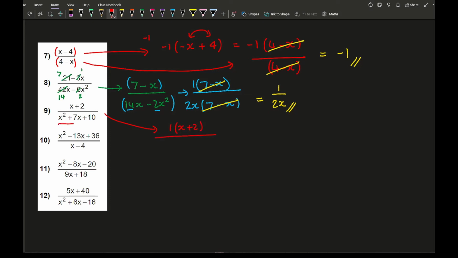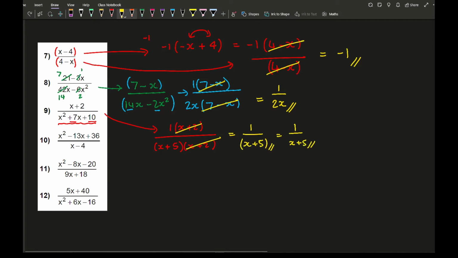Now this is a quadratic. So here what I need to do is think to myself, to factorise a quadratic, what two numbers multiply to give me 10 and added together give me 7? Well, that's going to be x plus 5 and x plus 2. Now what I've got is an x plus 2 in brackets on both the top and the bottom, so I can cancel that down, so all I'm left with is 1 over x plus 5, and if you want to put that in brackets that's fine, but it's not necessary, so I can just leave it as that.